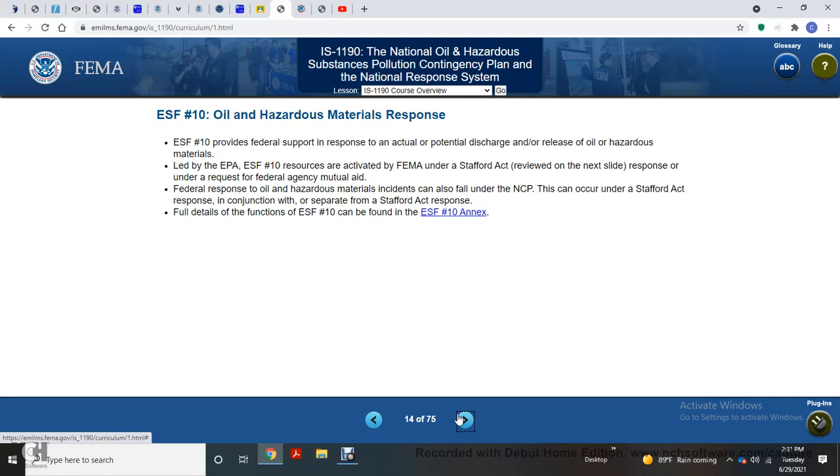Response can also occur under request for federal agency mutual aid. Federal response to oil and hazardous material incidents can also fall under the National Contingency Plan. This can occur under the Stafford Act response, in conjunction with it, or separate from a Stafford Act response. For details, Emergency Support Function number 10 can be found in the ESF number 10 Annex.